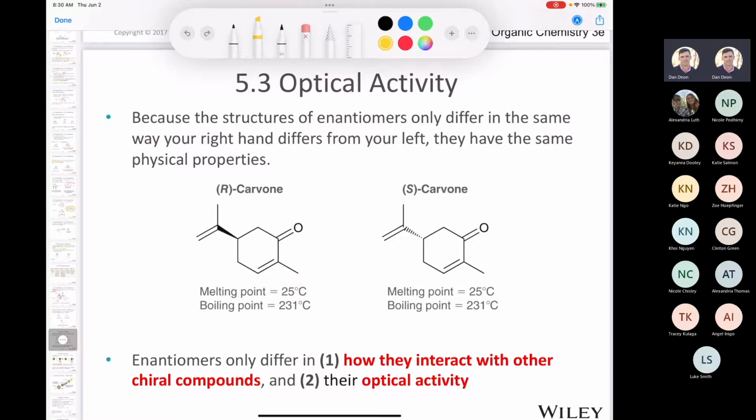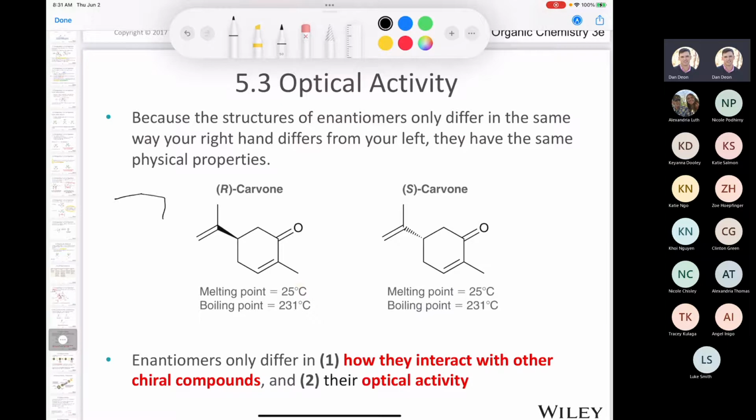Why would those be identical? Because if you think about what physical properties, where they come from, where does melting point come from? Where does boiling point come from? It comes from intermolecular forces, the way two molecules interact with each other.